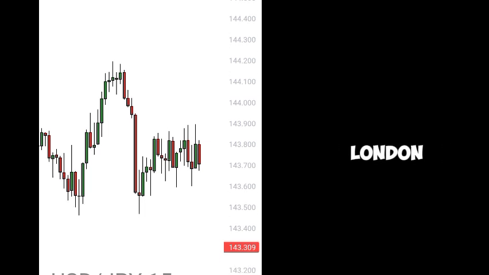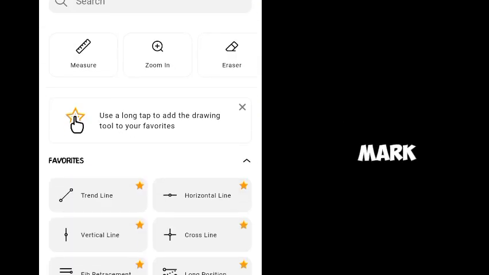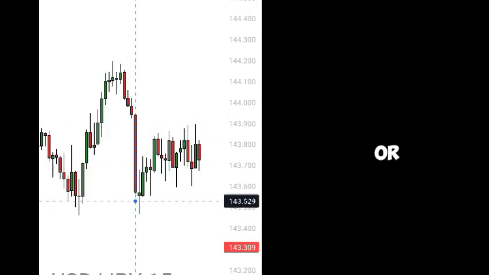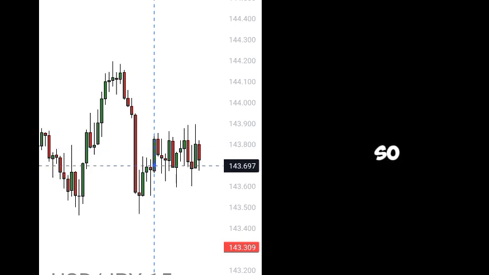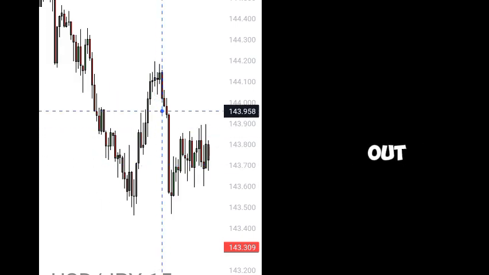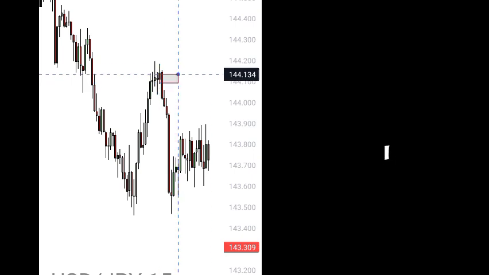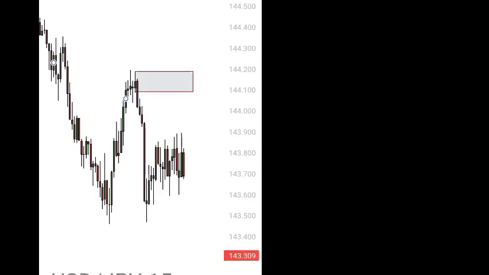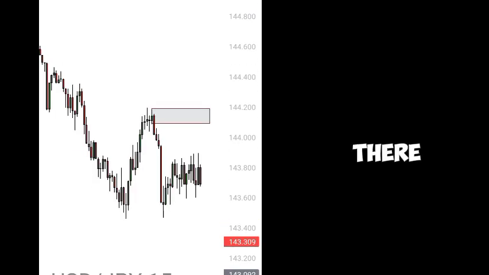So I'm trading the London session. Let's imagine I'm trading the London session. So what I want to do now is I want to mark out my areas where I'm looking forward to taking a sell or looking forward to taking a buy. So first, I want to mark out my order block. So I have an order block resting right there.